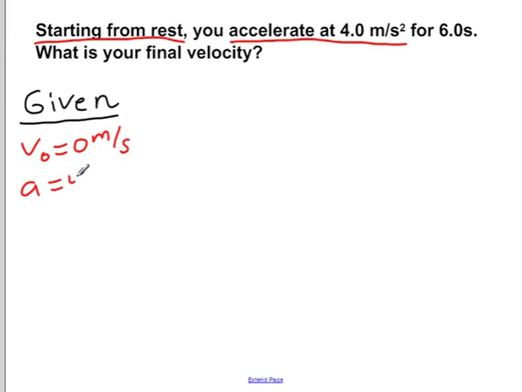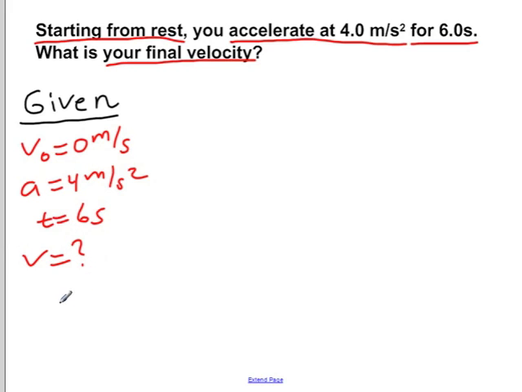So A equals 4 meters per second squared. And the duration for this, the time, is 6 seconds. So T equals 6 seconds. Now the final part of the question is asking you to find your final velocity. So we're going to write that down as our unknown.